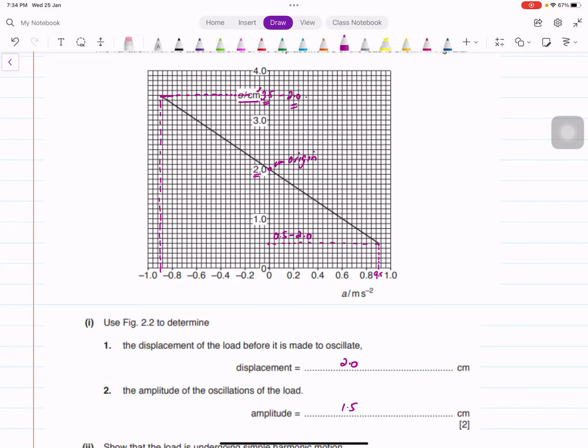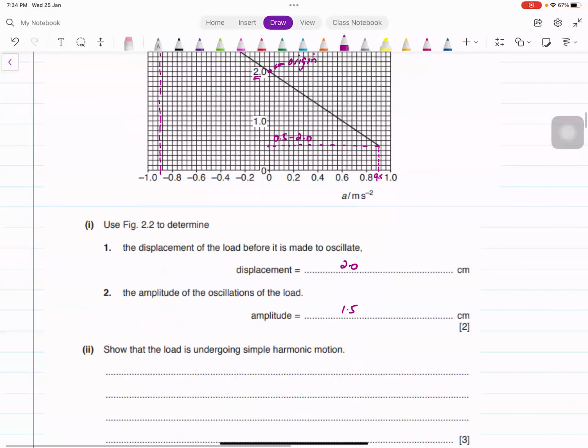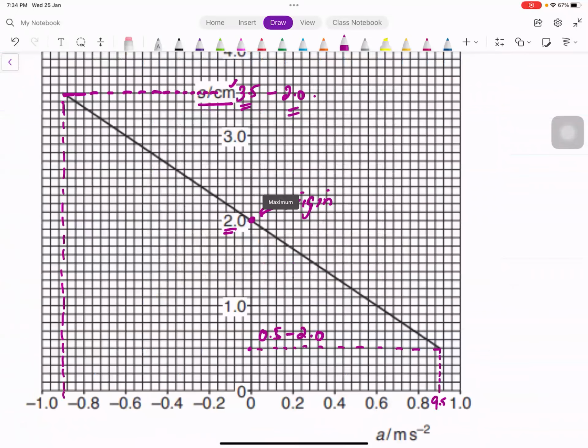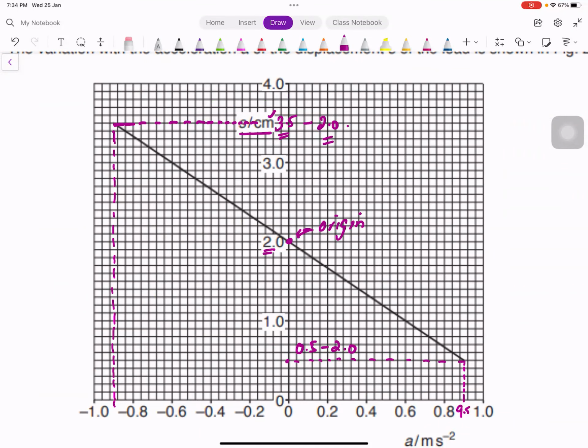Okay. Sir, could you explain this question again, please? Yes. If you look at this, this is a simple displacement. Check this out. When the acceleration is minus 9.5, basically it shows you a displacement of 3.5, right? It's minus 0.95, basically. I was talking about the acceleration. Yeah, it is 0.95, okay, sorry.